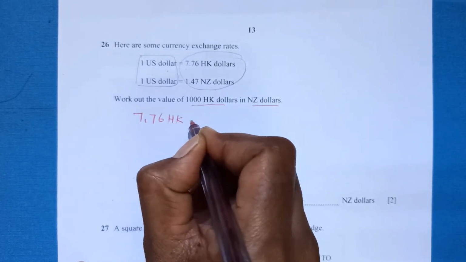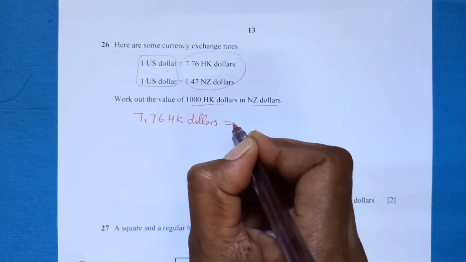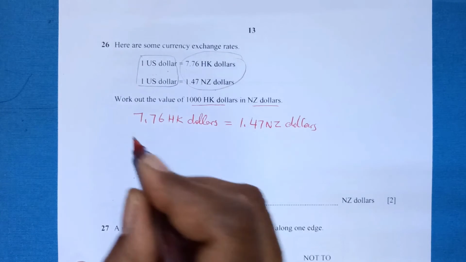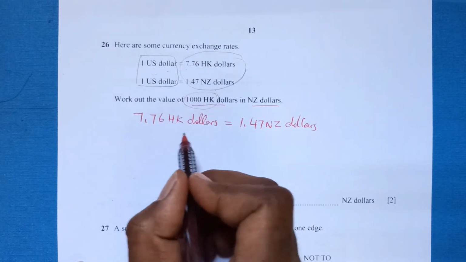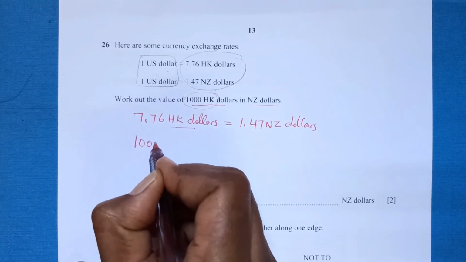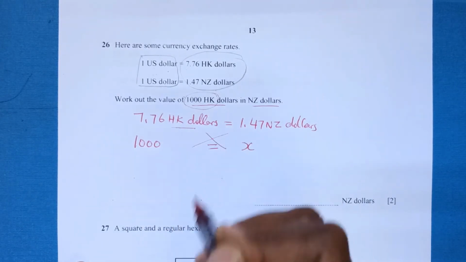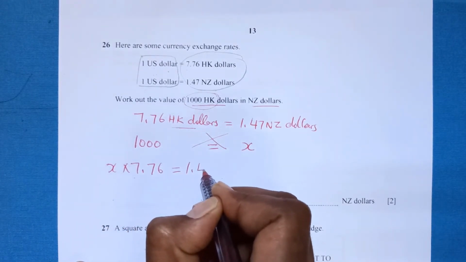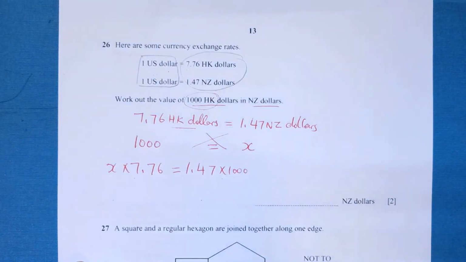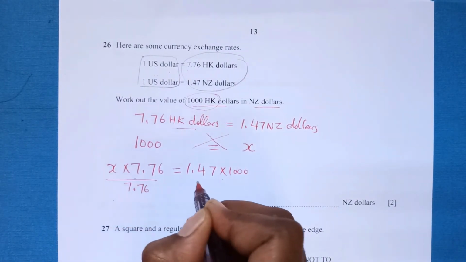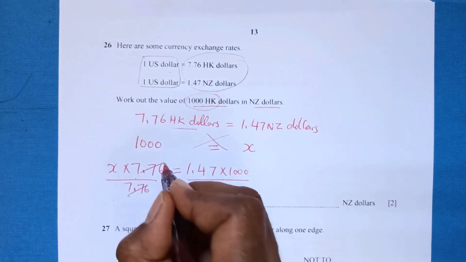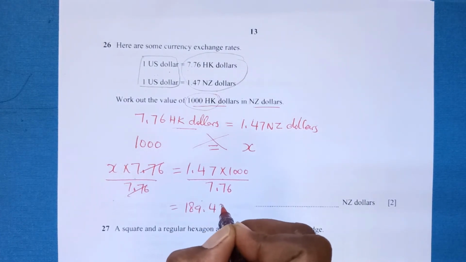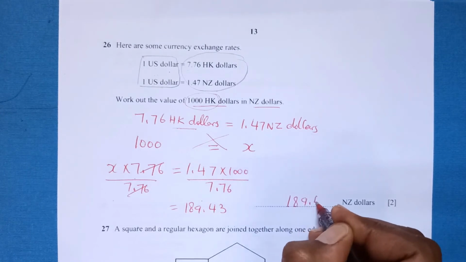So that means we can write it down as 7.76 HK dollars are equal to 1.47 New Zealand dollars. Now work out the value of 1000 HK dollars. HK dollars are here, so we are going to put this value here equals to x. Now just cross multiply. It will give you x times 7.76 equals 1.47 times 1000. So divide by 7.76 on both sides. When you calculate this, it is 189.43. You can directly use a calculator for that.